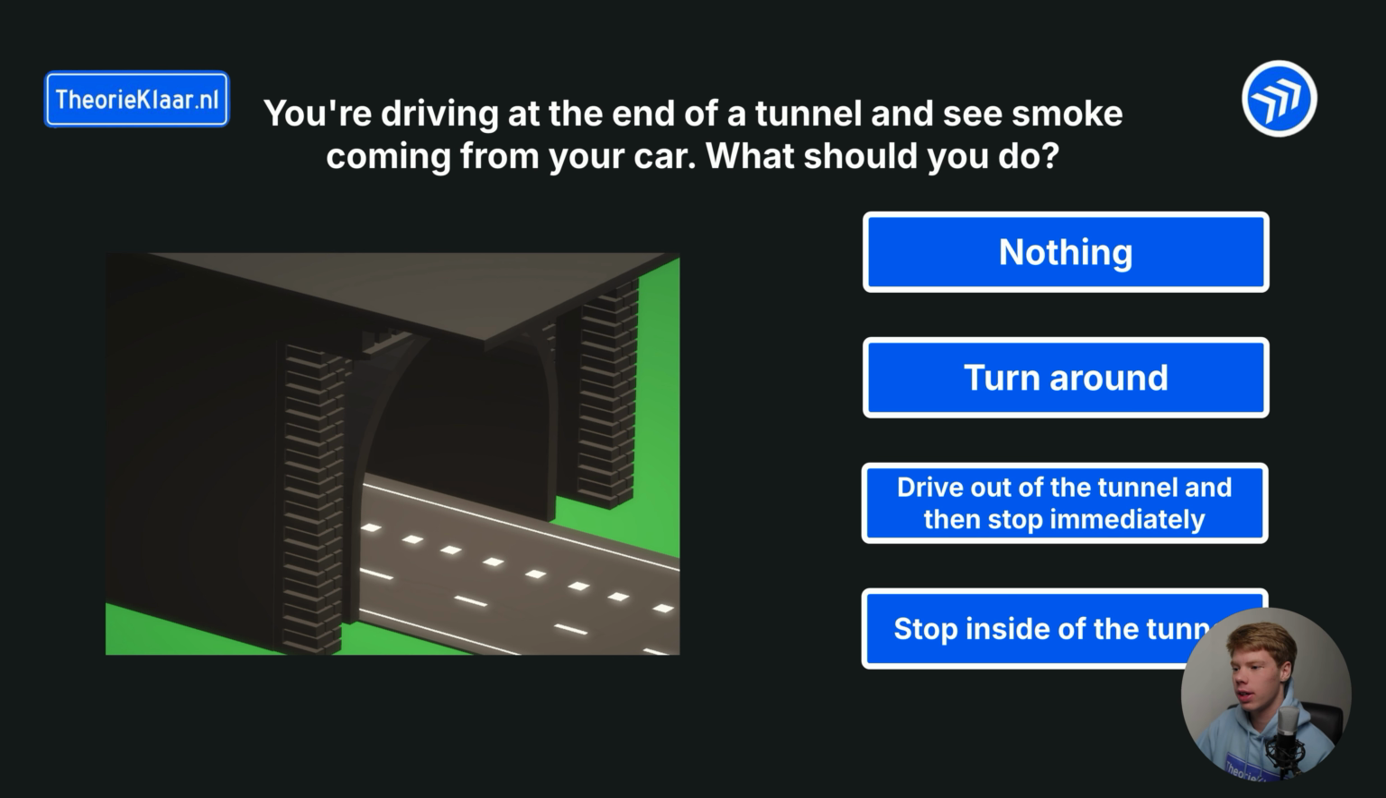And you are driving at the end of a tunnel and see smoke coming from your car. What should you do? Are you doing nothing? Will you turn around? Will you drive out of the tunnel and then stop immediately? Or will you stop inside of the tunnel? Then the right answer is to drive out of the tunnel and then stop, if that is still possible.